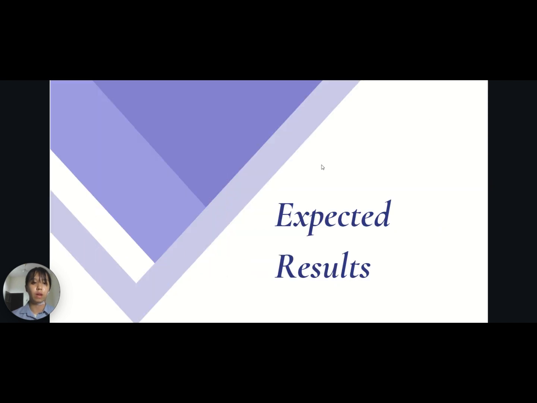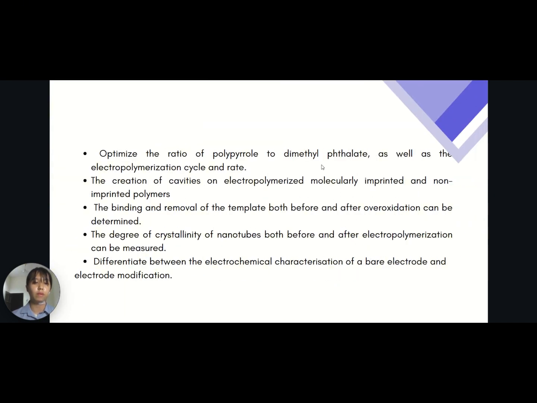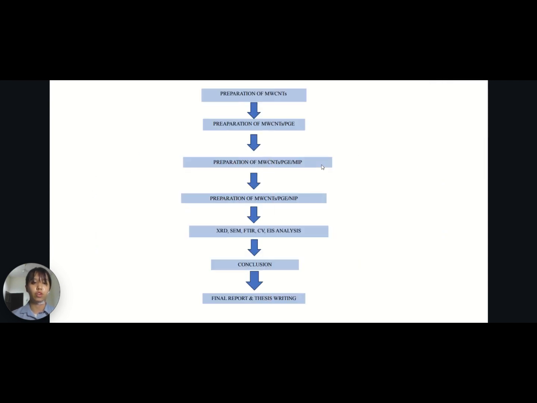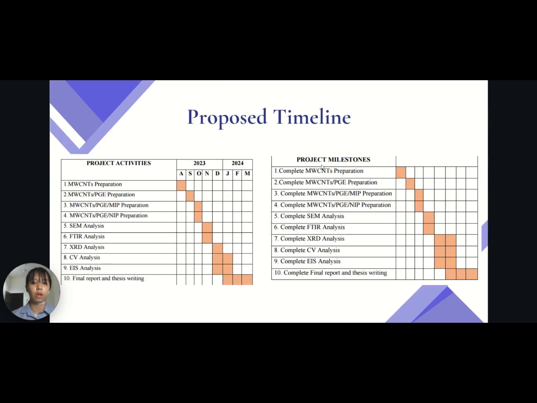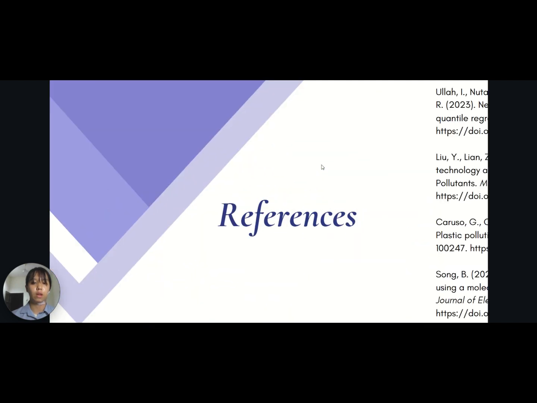So the expected result, we will optimize the ratio of the polypyrrole and also DMP using the techniques, and also the creation of cavities, the binding and removal of template before and after, like that. So this is the flow chart and also this is the proposed timeline. So now the references. Thank you.